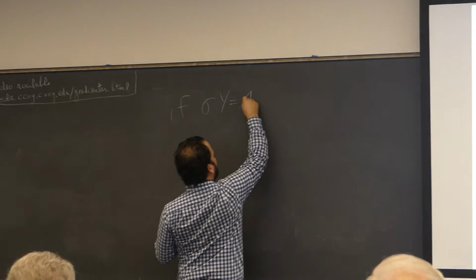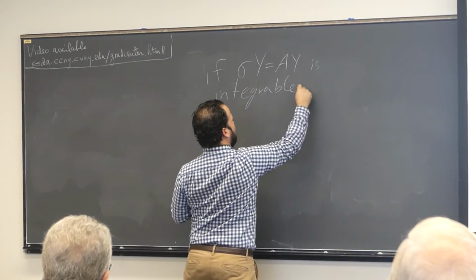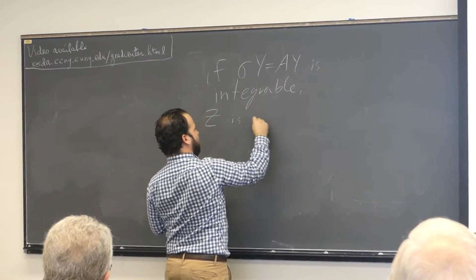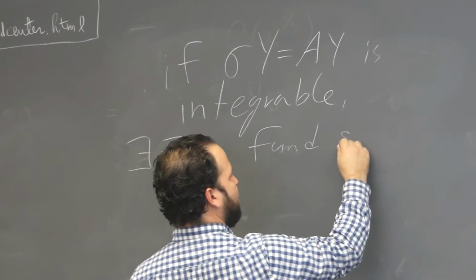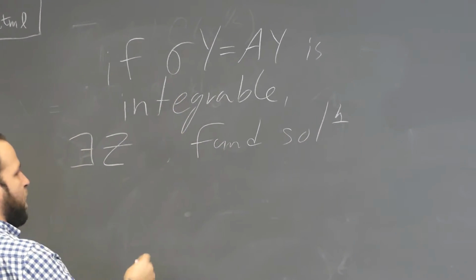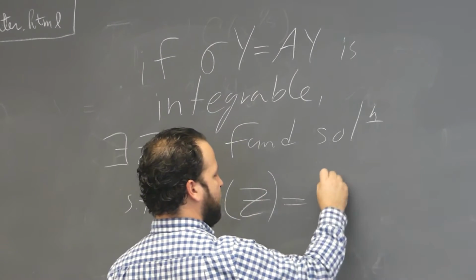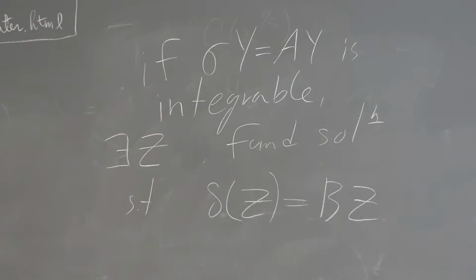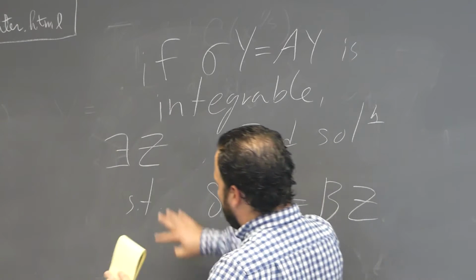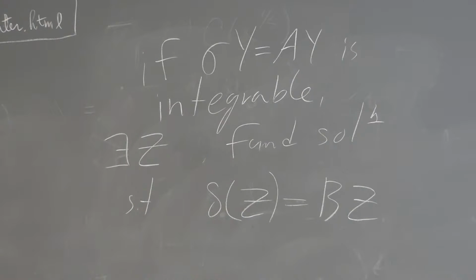So if this system is integrable, and Z is a fundamental solution, there exists a fundamental solution for that equation such that when you apply delta to this fundamental solution, the action is described by that matrix. So if the system is integrable, that means that up to a choice, your solutions also satisfy a system of differential equations. Are there any questions?